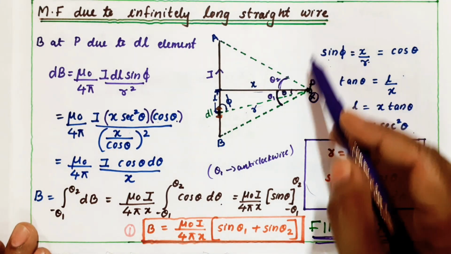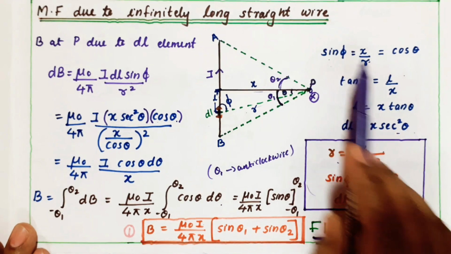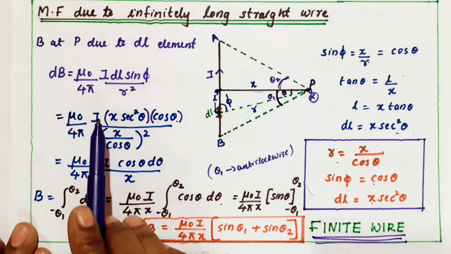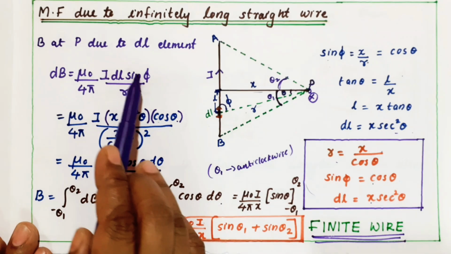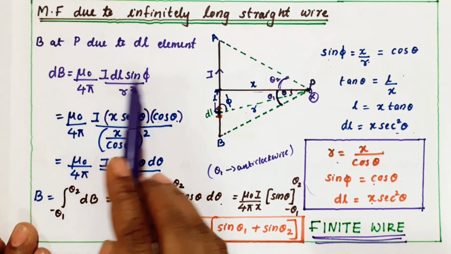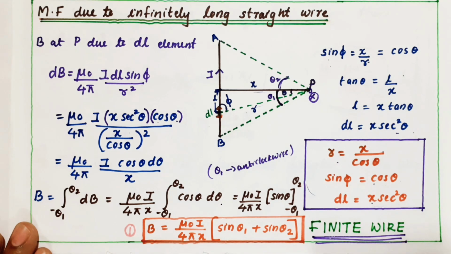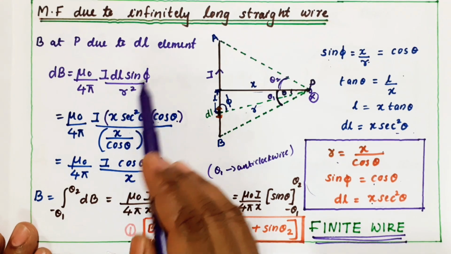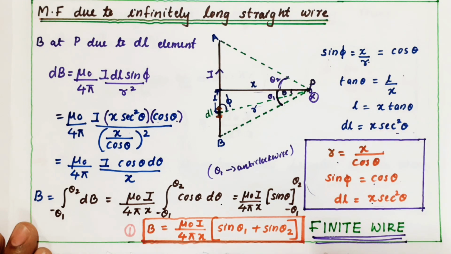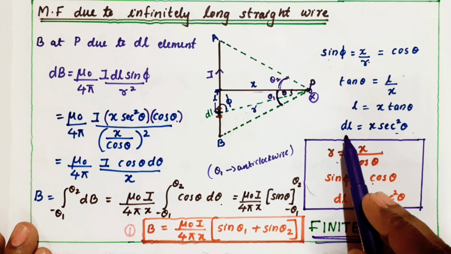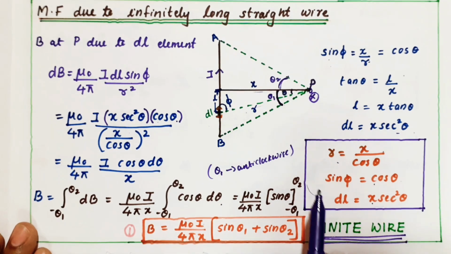After that I am taking some trigonometric ratios: sin phi, tan theta, and dl. Why are we taking all these? Because in this equation I have dl, sin phi and r square. So you don't get confused about which terms I need to find out: I need dl, sin phi and r square. According to that we are changing the terms. So we are finding L and then dl, and for cos theta we are doing the same.